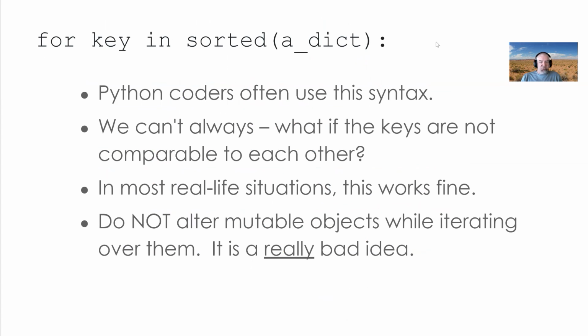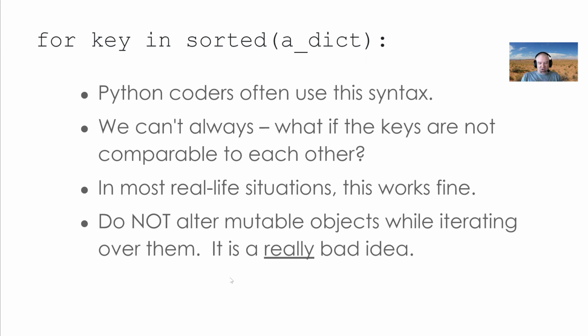So this is what we've already talked about before, essentially traversing a sorted dictionary. I don't know how much this is actually still relevant. Python coders often use a syntax, sure. Again, it depends on whether you need your dictionary to be sorted or not at this point. Anyway, you can't always do that. If the keys aren't comparable to each other, for example, if you have a string and an int, that gets a little bit tricky. So that's not always possible. But in most real life situations, that'll work fine using the sorted function.